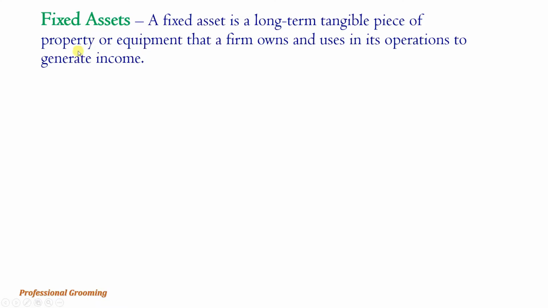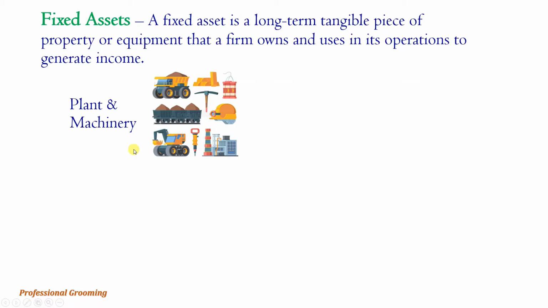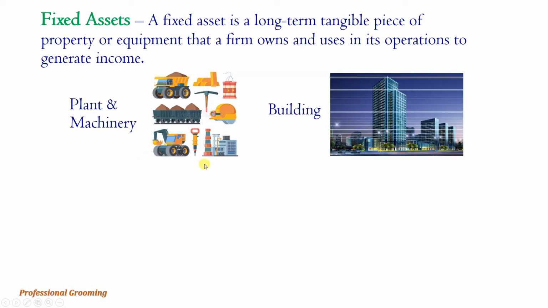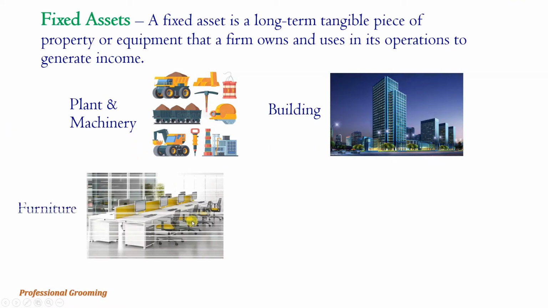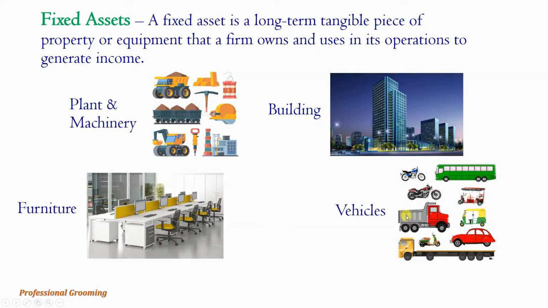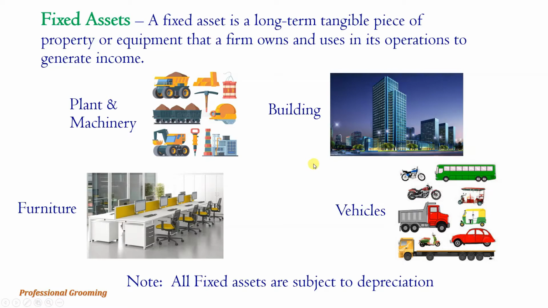The first is fixed assets. A fixed asset is a long-term tangible piece of property or equipment that a firm owns and uses in its operations to generate income, like plant and machinery, building, furniture and vehicles. Note, all fixed assets are subject to depreciation. These assets are all depreciable.